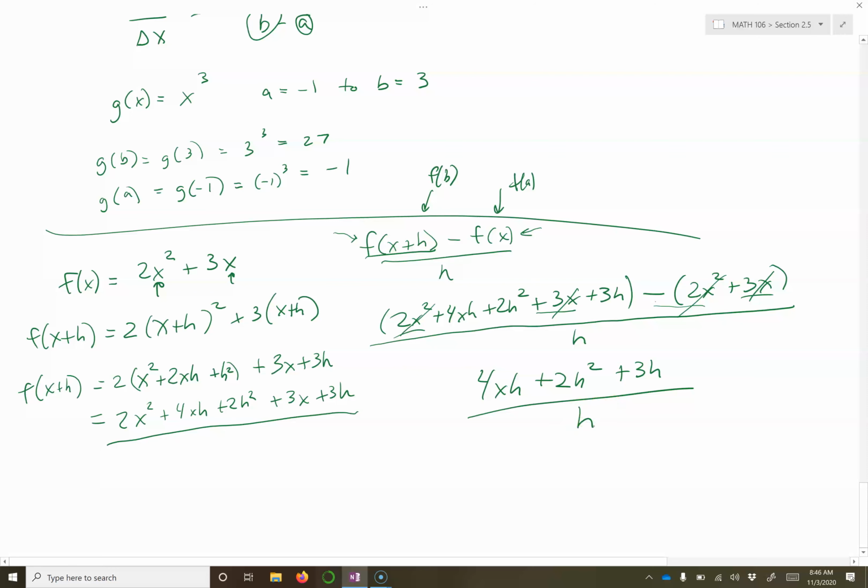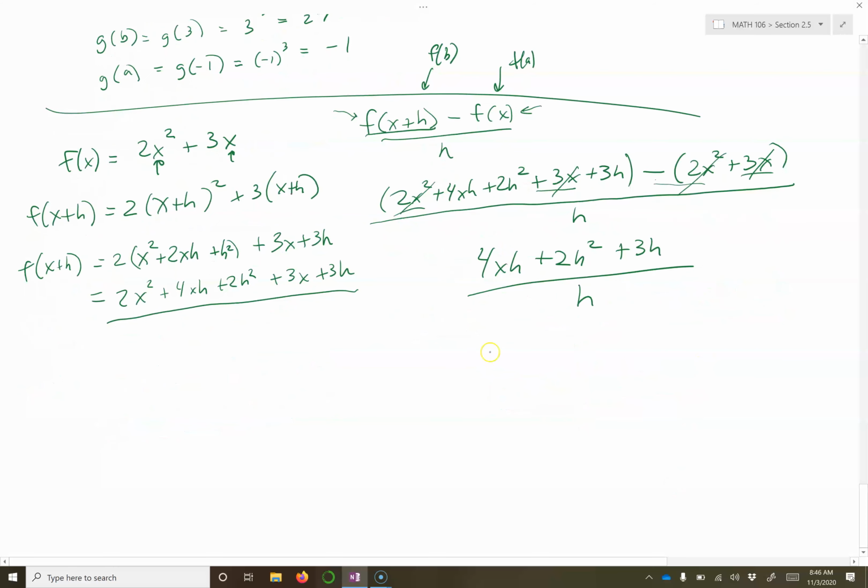This is typical when you're doing a difference quotient, that the terms that remain all have that h value in them. So now we can cancel out 1 h from each term in the numerator and be left with 4x, the h's would cancel, plus 2h plus 3. So that would be our final answer for the difference quotient. Okay? So you might have an h left over, you might not. That's fine.